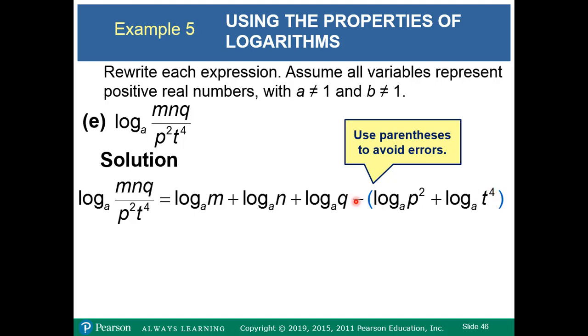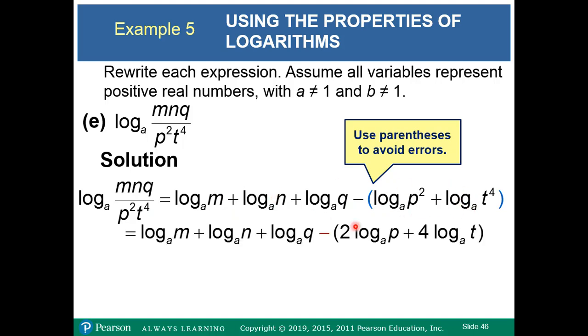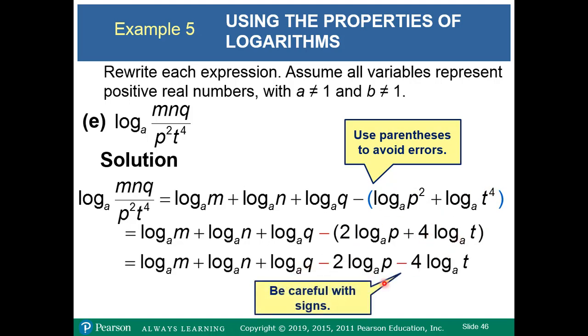Now notice that I could distribute this negative and just do minus this minus that. We could do that as well. But now I'm going to use the power property here to bring the 2 down in front here and bring the 4 down in front here. And then finally distribute the signs. Just make sure you're careful when you distribute the signs. Now, since there are no exponents, no products, no quotients, we are done. Nothing else can be done with this. So it's been completely expanded.